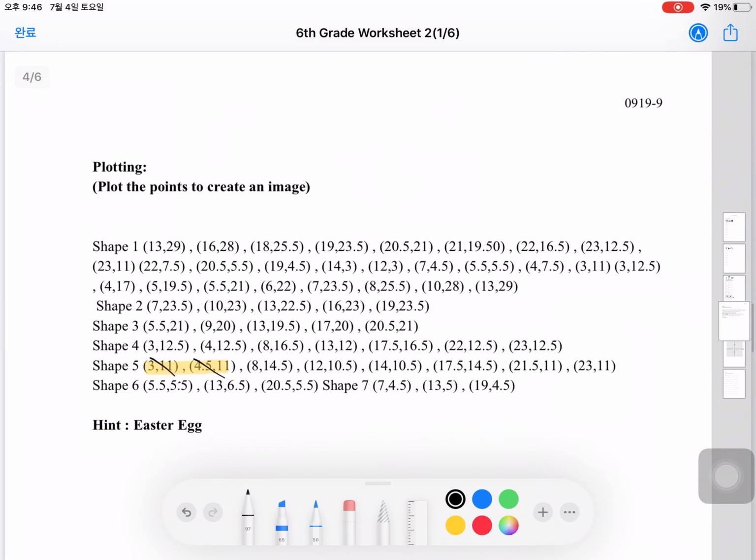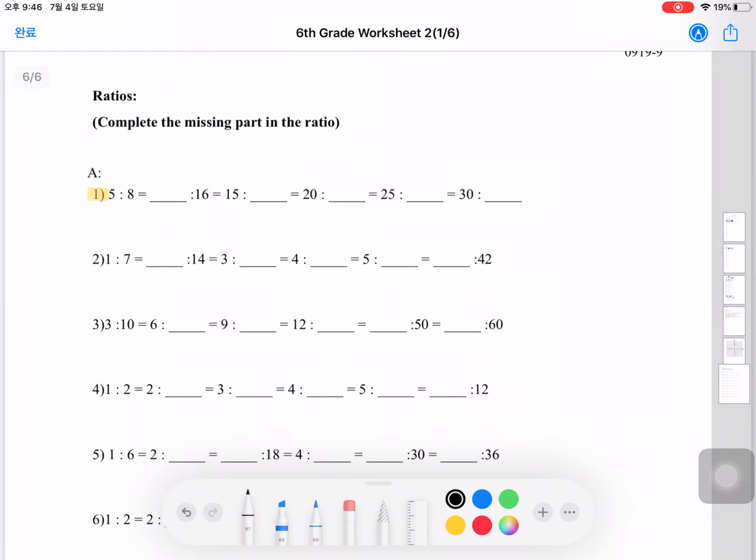Try that with the rest of the plots and see if you get an Easter egg. If you want, you could color it if you printed the paper out. If not, you could try drawing the grid on your own and coloring it from there. Or you could not color at all. It's up to you. We'll go on to the last section now, which is ratios.